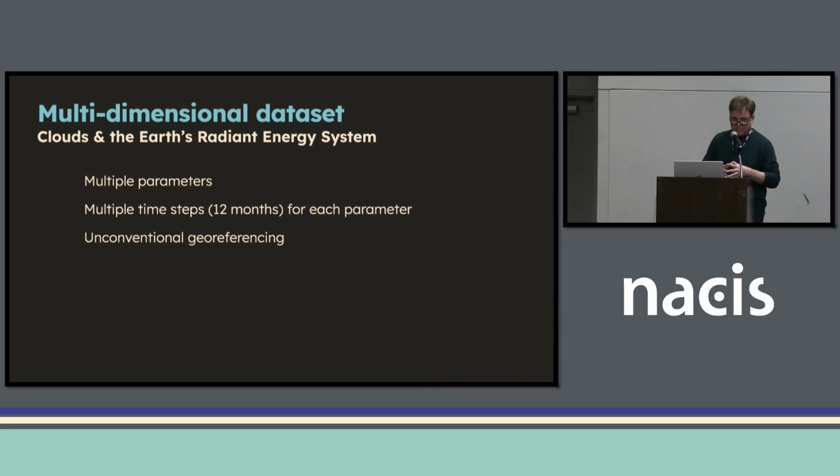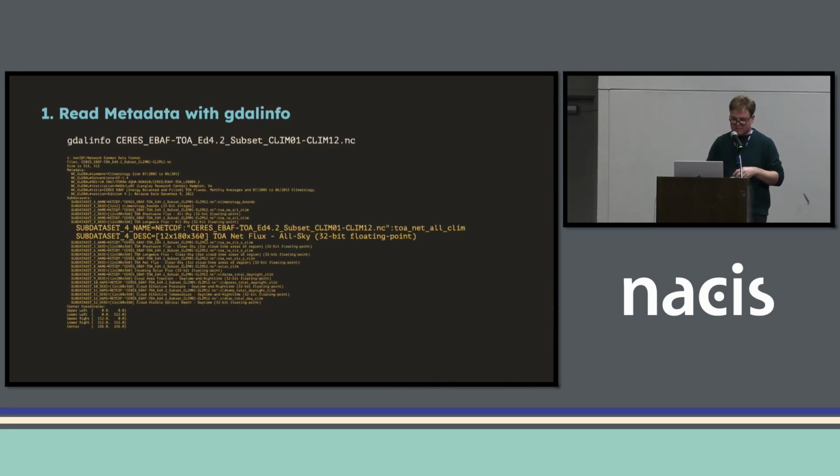Next example is going to be a more complicated, more multidimensional data set from an instrument called CERES. This one not only has multiple parameters, but also has multiple time steps, in this case 12 months for each parameter, and then a different type of messed up, unconventional georeferencing that needs to be fixed.